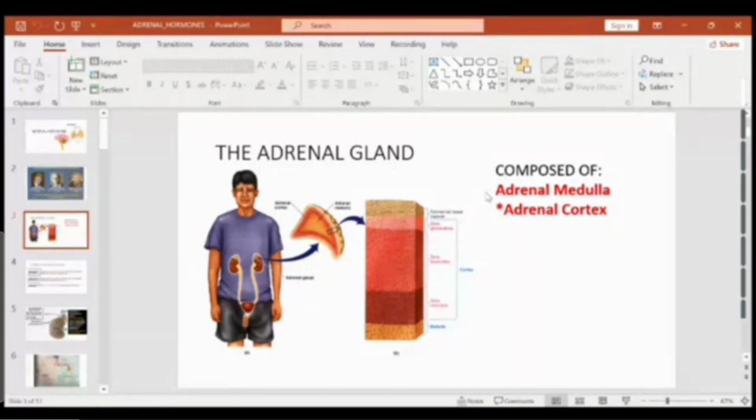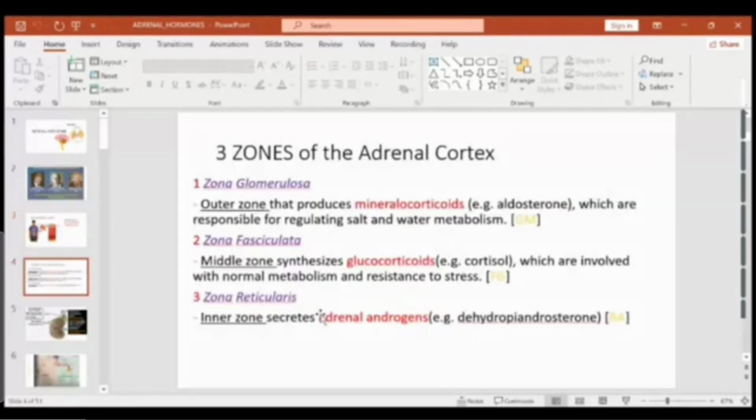I equally went ahead and said that the gland is composed of two sections. So we have the medulla, which is the inner section, and we have the cortex, which is the outer section. And the outer section that we call the cortex has 3 zones, and each and every zone has a predominant hormone that is being produced.